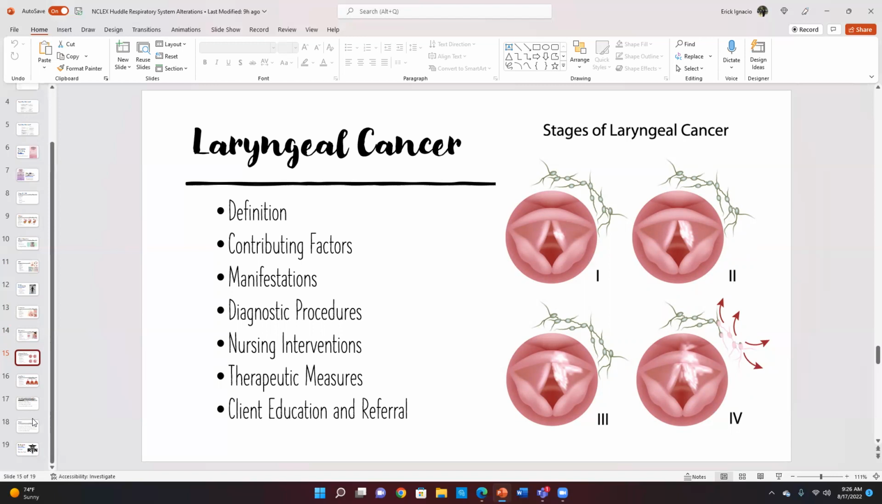Diagnostic procedures for laryngeal cancer consist of MRI, direct laryngoscopy with biopsy.